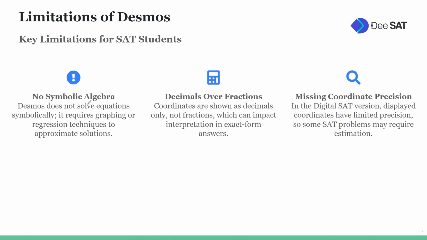Limitations of Desmos. No symbolic algebra. Desmos won't solve equations like a math teacher. Instead, it graphs the equations so you can see where the solution lies. Decimal over fractions. Desmos shows results in decimal form, not fractions. If a question asks for an exact answer, you will need to convert the decimal back to a fraction. Missing coordinate precision. On the exam, the coordinates Desmos displays might not be 100% precise. For some questions, you might have to estimate or use logic to arrive at the exact answer. Keep this in mind while practicing so you don't rely on Desmos for things it can't do.